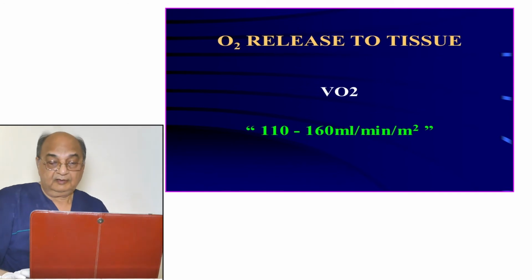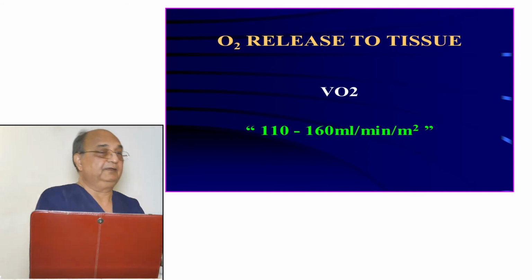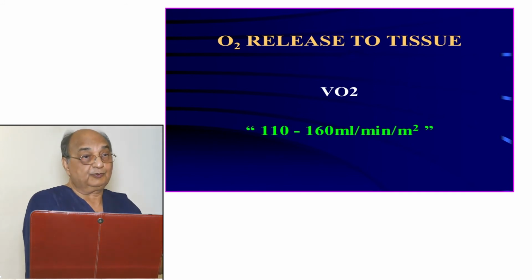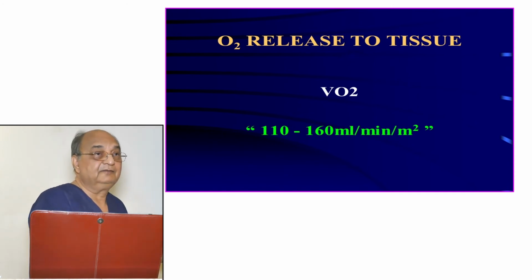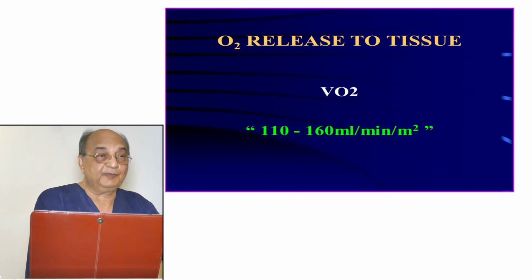Then at the capillary level, the oxygen is delivered to the tissue. That's called VO2, the volume of oxygen which is delivered to the tissues. It's about 110 to 160. Out of all that DO2, this much is extracted. So about 25% of DO2 is delivered to the tissue. The rest goes into the venous blood.